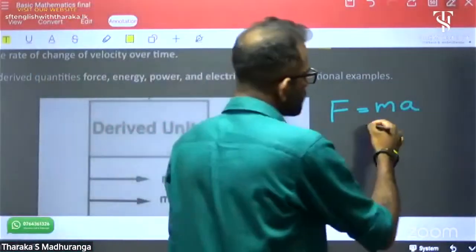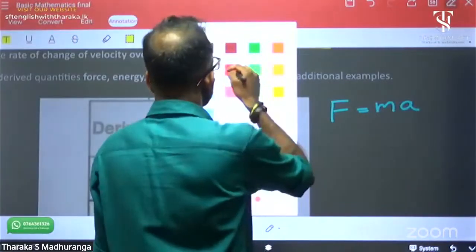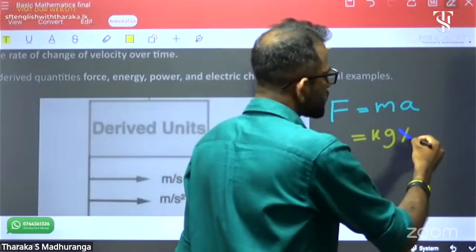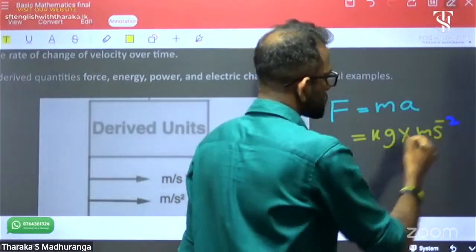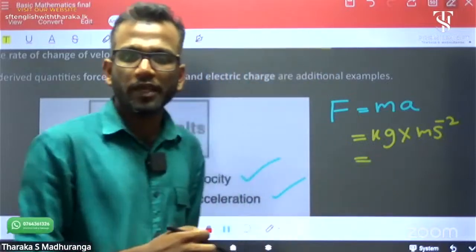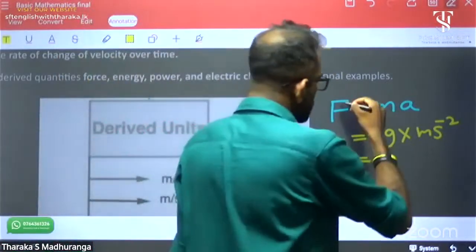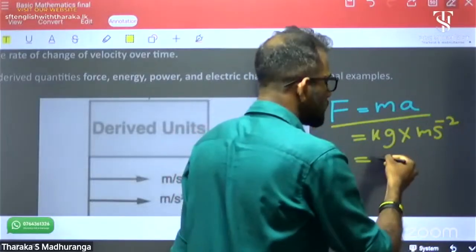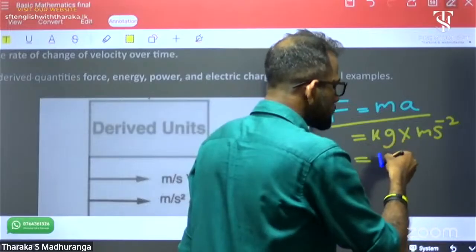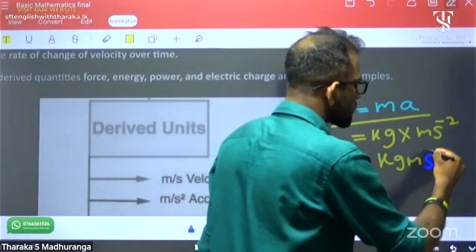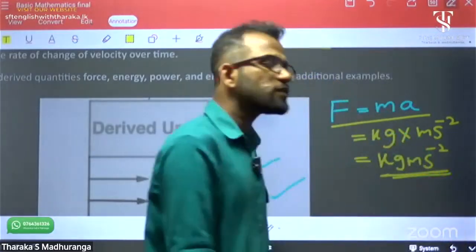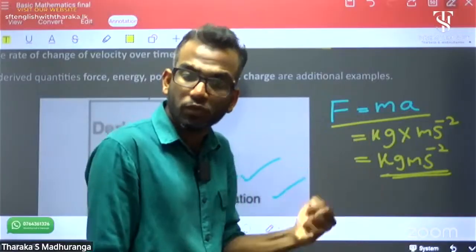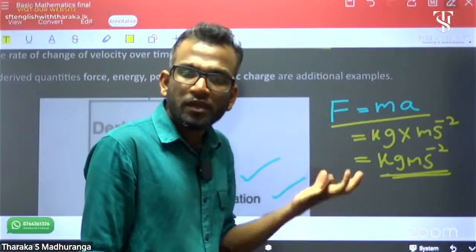I have a problem now. If you got mass unit kilogram, acceleration unit m s minus 2. Now I have a doubt. If you got the unit of force according to Newton's second law, it is kg m s minus 2. Kg m s minus 2 is the actual unit. But as a standard unit, we use what? Newton.